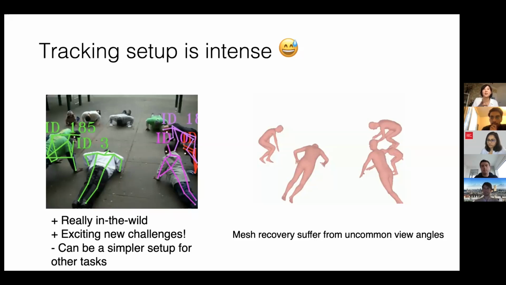dataset from Gerard Pons-Moll's lab called 3DPW, 3D People in the Wild, which uses IMUs to have ground truth in the wild, with people walking around. But it's two people, and there are some occlusions there, so we can explore in that domain, but then it's not going to be appreciated as a tracking paper. So it was kind of somewhere in between.